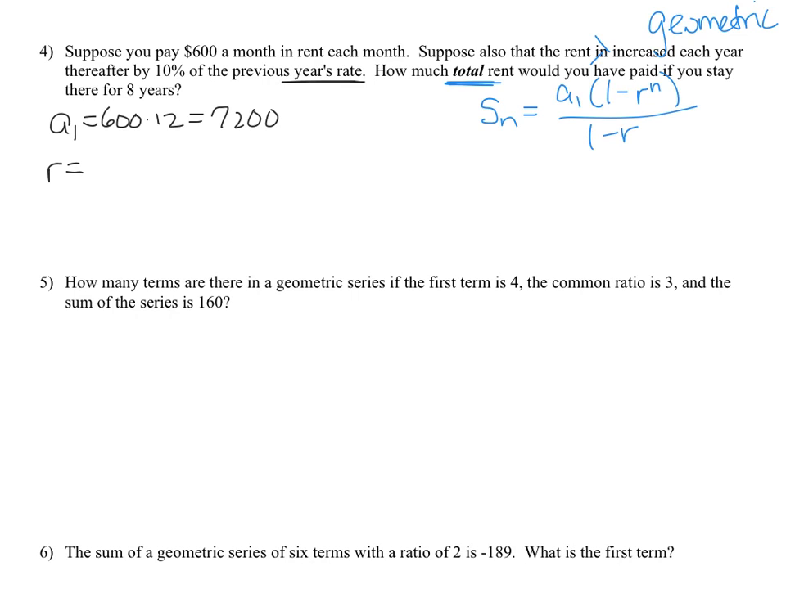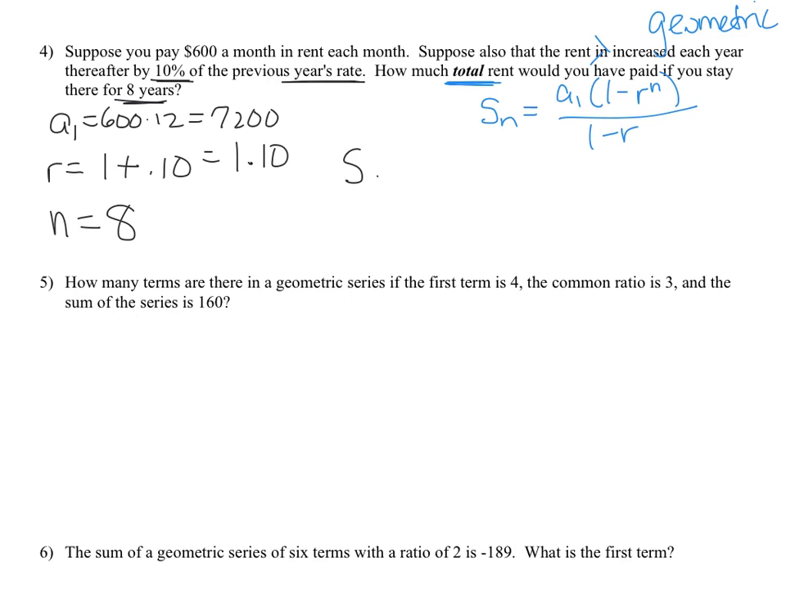So the r is our exponential growth and decay. It's growth, so it's 1 plus 0.10. Since it's increasing, we do 1 plus; if it was decreasing, it would be 1 minus. And then finally, we need our n, and our n is 8 after 8 years. And we just plug them in.